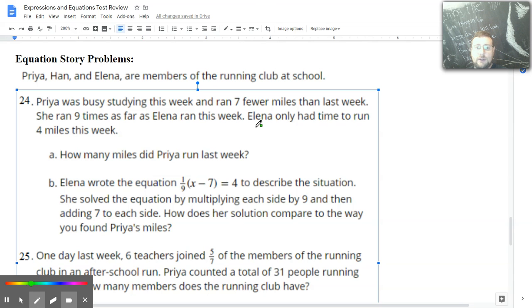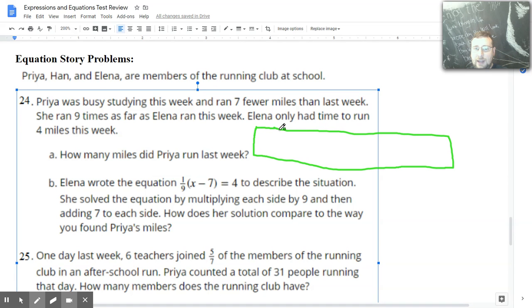But if you try to draw this out, the best way I could think of it is that you have 9 boxes, right? 1, 2, 3, 4, 5, 6, 7, 8, 9. But you have 9 boxes, which are 4 each. So all of these boxes are 4 each. Why? Because Elena runs 4 miles, right?